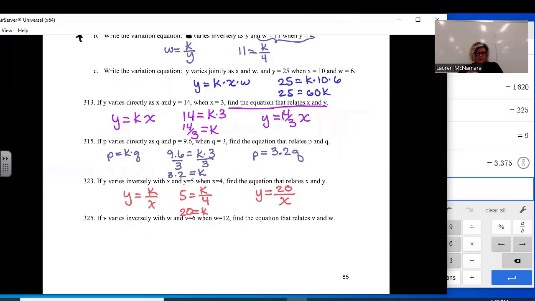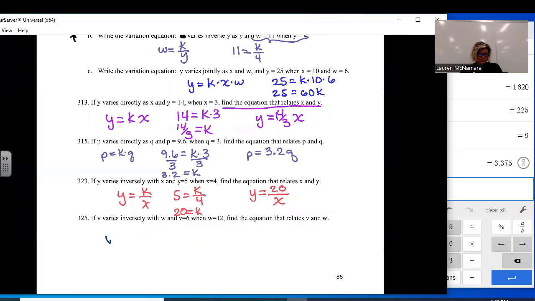If V varies inversely with W, so inversely means I'm going to divide. So V equals K divided by W. V equals 6, K divided by 12. K then equals, multiplying those together, I get 72. So therefore, V is equal to 72 divided by W.